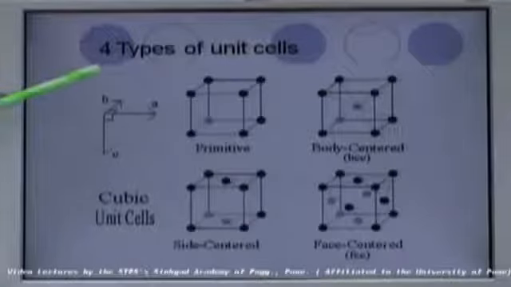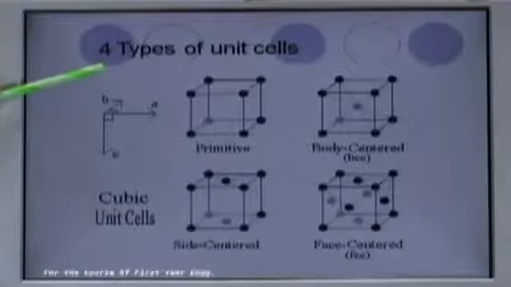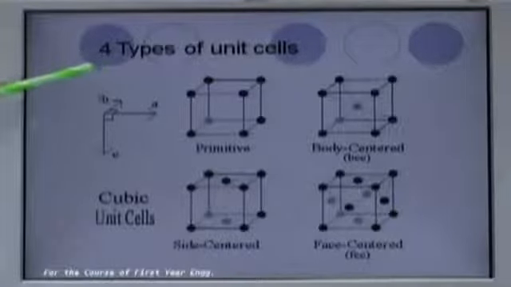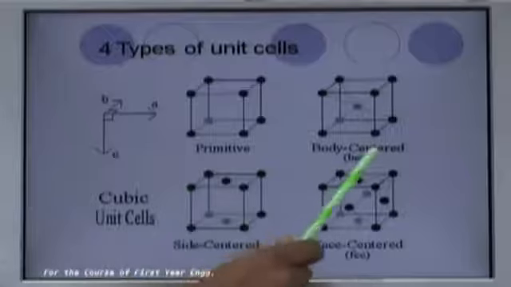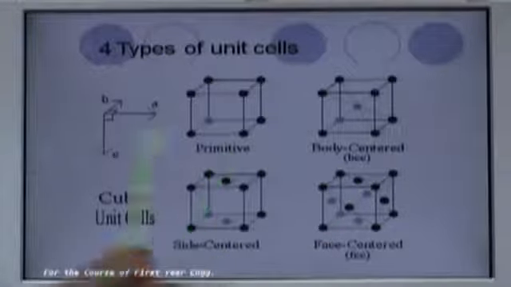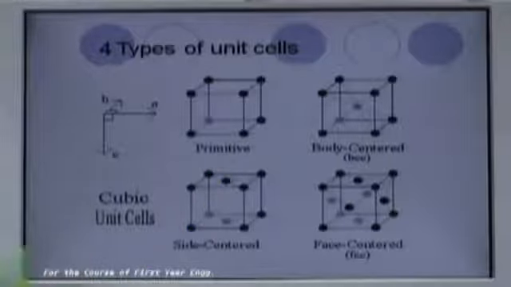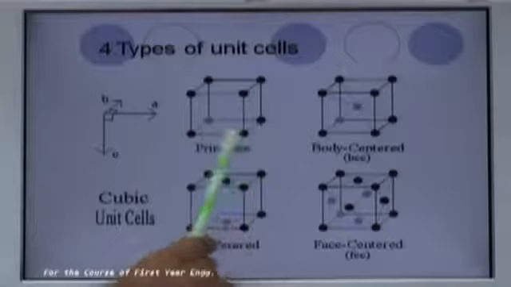Now let us learn 4 types of unit cells. It is nothing but the various combinations of internal structure of a unit cell. There are 4 types. First is primitive, body centered, face centered and side centered. Primitive, that is simple cube, means the positions of lattice points are at 8 corners of simple cube.